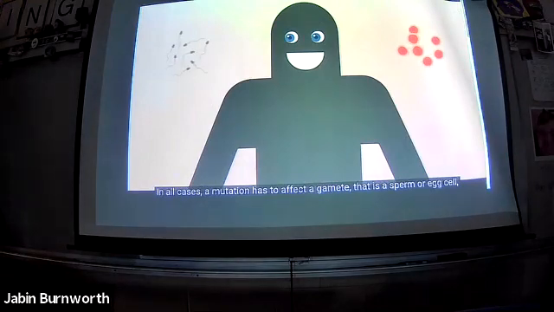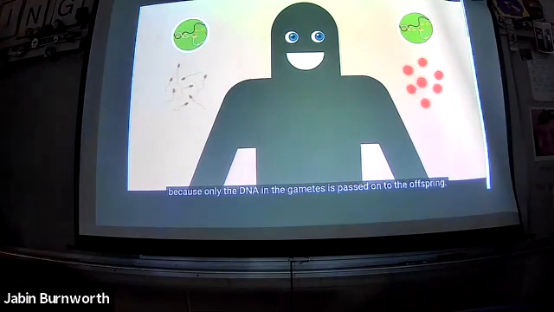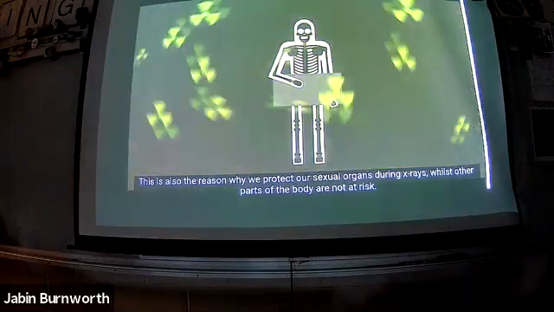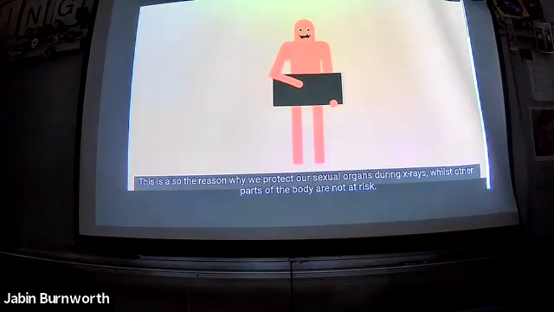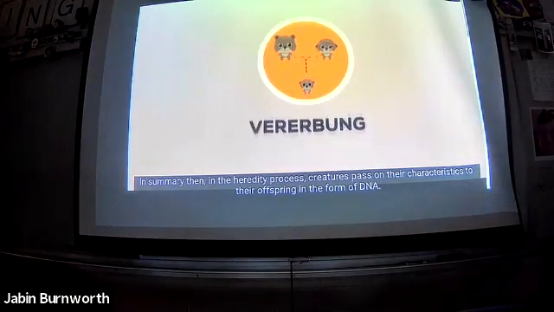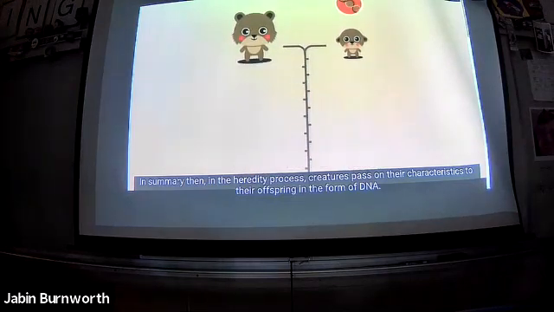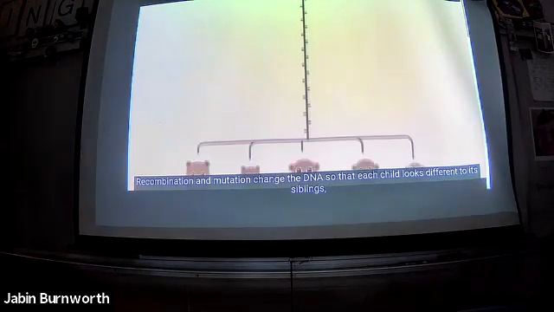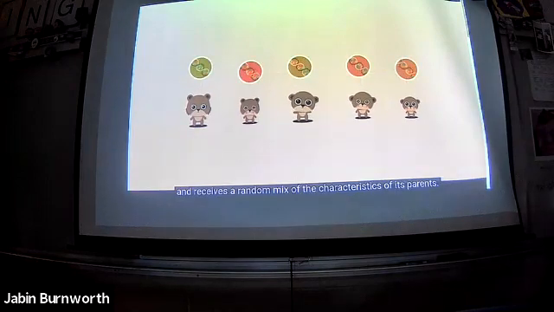In all cases, a mutation has to affect a gamete, that is a sperm or egg cell, because only the DNA in the gametes is passed on to the offspring. This is also the reason why we protect our sexual organs during X-rays, whilst other parts of the body are not at risk. In summary then, in the heredity process, creatures pass on their characteristics to their offspring in the form of DNA. Recombination and mutation change the DNA so that each child looks different to its siblings and receives a random mix of the characteristics of its parents.